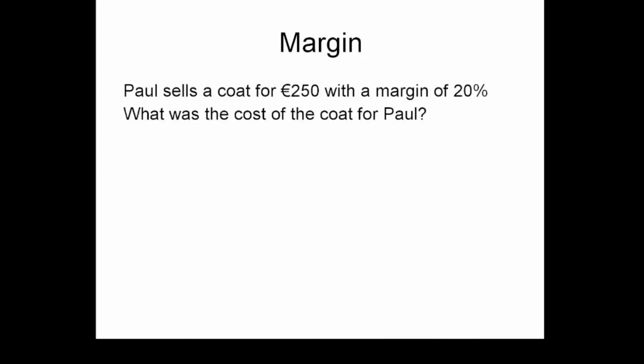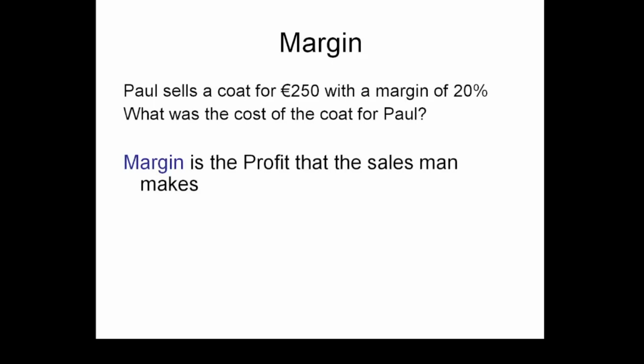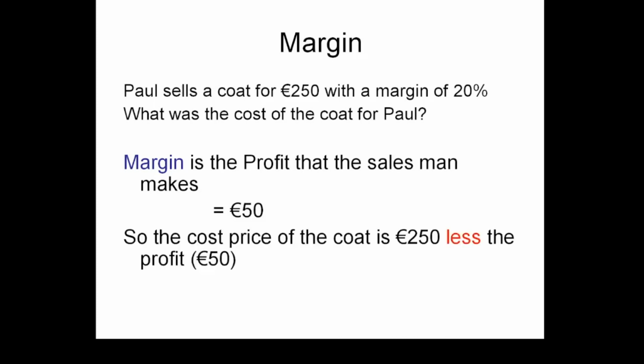Let's have a look at trying to find out the cost of the coat for Paul. He sells a coat for €250 with a margin of 20%. Again, margin is the profit that the salesman makes as a percentage of the selling price. So it's 20% of the selling price, which is €50, which we just worked out. So what is the cost? Well, the cost price of the coat is what you sell it for, less the profit that you make. So it's €250, less the profit, €50, which is €200.